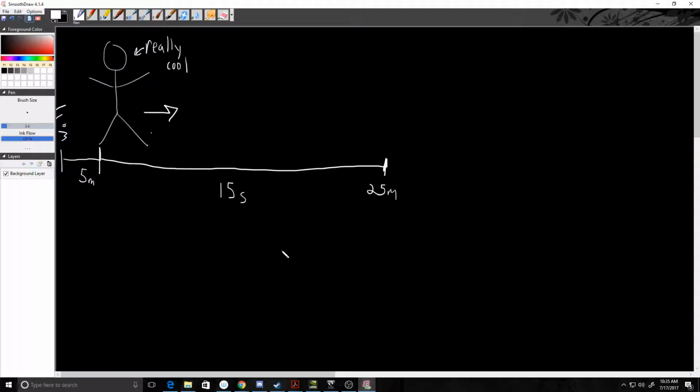All right. So now I've changed my position. I was 5 meters away from the wall. I'm now 25 meters away from the wall. That means a change occurred. And this is kind of common sense, but in physics, we break things down into very simple terms. So I changed position by a certain amount, and we can figure that out.